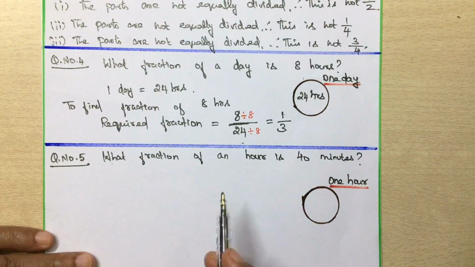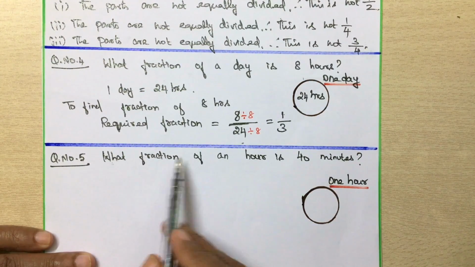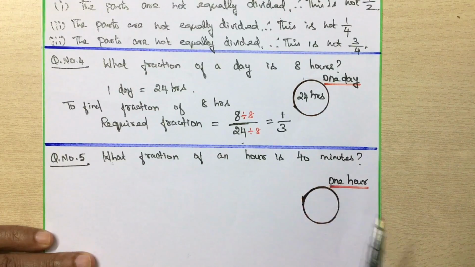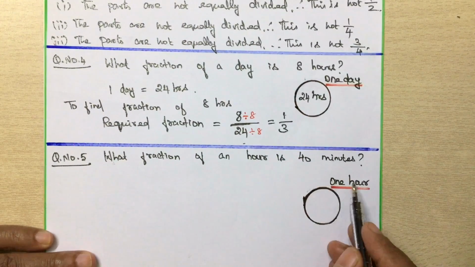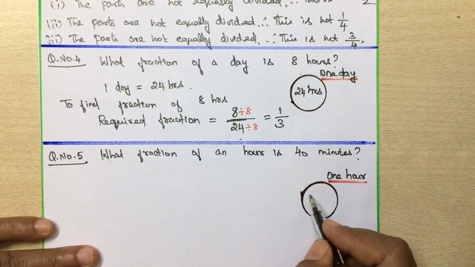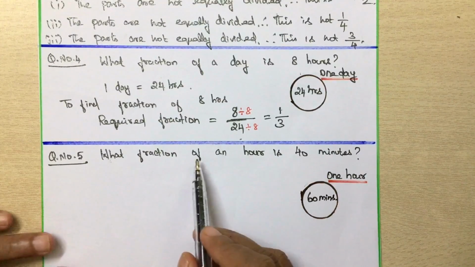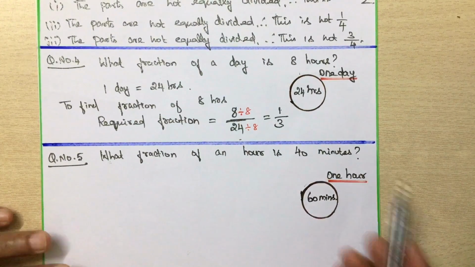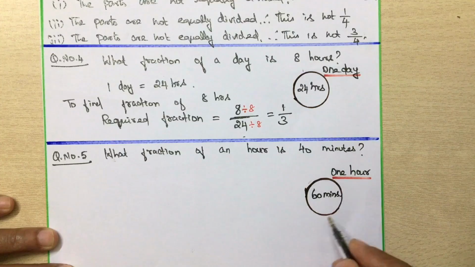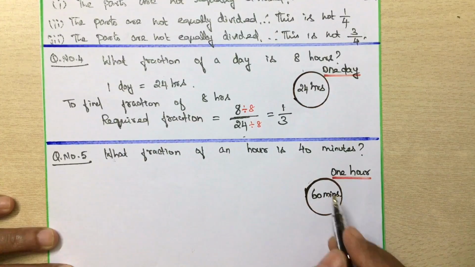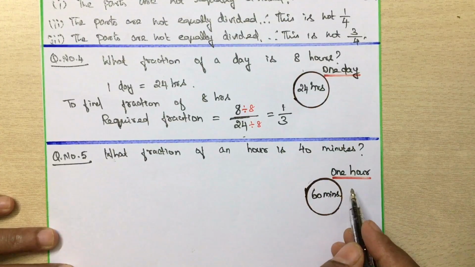Question number 5. This is same like the previous one. What fraction of an hour is 40 minutes? So now this is the whole part, which is 1 hour. We know in 1 hour we have got 60 minutes. Okay, now you have to find the fraction for 40 minutes. This type of visualization always helps you to find the answer quite easily and quickly.